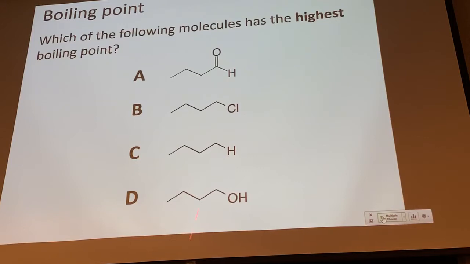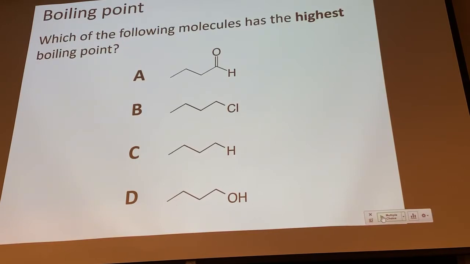Okay. What about A? Could two molecules of A hydrogen bond to each other? No, why not? There's no hydrogen attached to the oxygen. Exactly, very good. Remember, we have to have a hydrogen attached to an oxygen or a nitrogen in order for a molecule to hydrogen bond to another molecule of itself. Now, when we talk about solubility in a moment, you'll recognize that molecule A could indeed hydrogen bond to water molecules, which would give it some water solubility, but it could not hydrogen bond to another molecule of itself, meaning that it only has dipole-dipole forces when you're talking about boiling points.